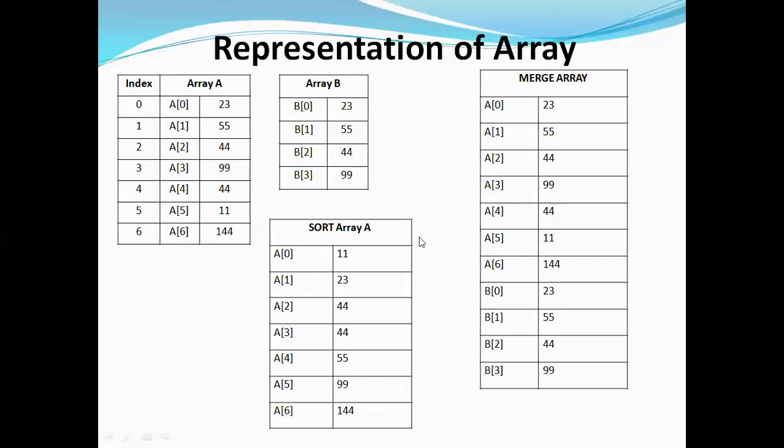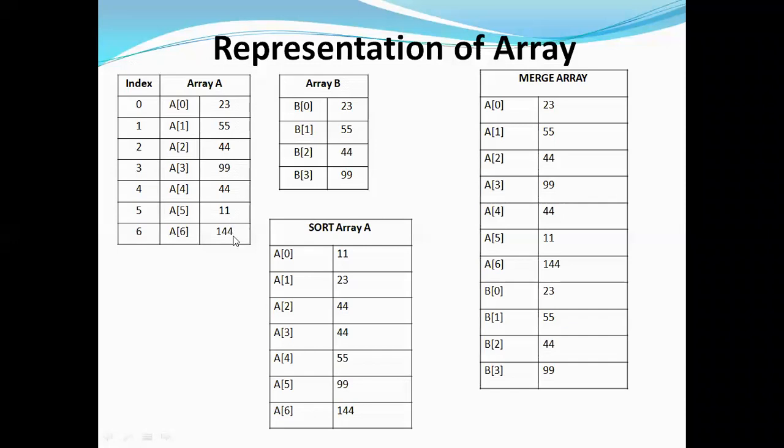If I want to add one new element in array B, then it becomes indices 0, 1, 2, 3, 4. You can add some new element after 99. Or if you want to remove some element from array B, it becomes indices 0, 1, 2, and I will have 23, 55, 44, because 99 is removed by me. If I want to sort array A, you can see the elements of array A are 23, 55, 44, 99, 44, 11, 144. So they are not in any particular order.